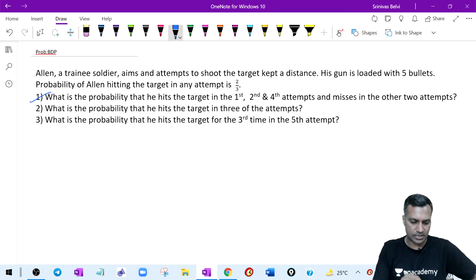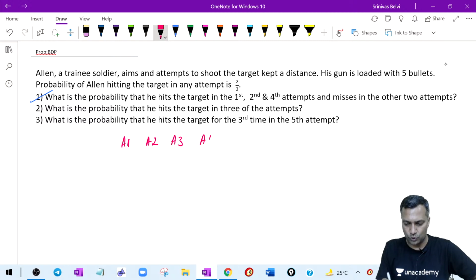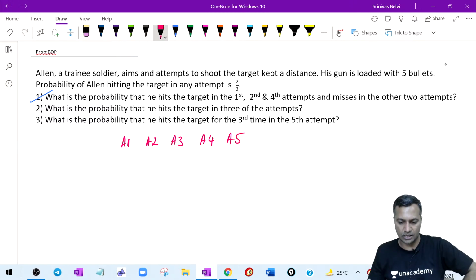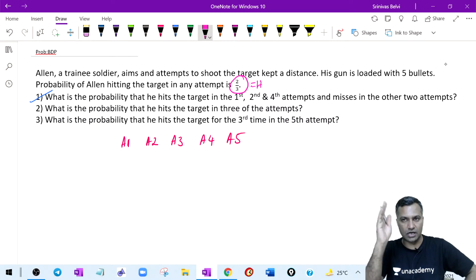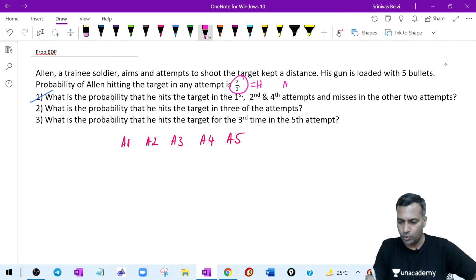Okay, Vibha, understand this. First question, let's see this. What is happening? Now he's taking the target. He's aiming at the target 5 times, right? The first aim, second time, third time, fourth time, and fifth time the soldier is aiming at the target. What is the probability of hitting? 2 by 3. Probability of the soldier hitting the target is 2 by 3. Therefore, what is the probability of missing? The probability of missing is 1 by 3.